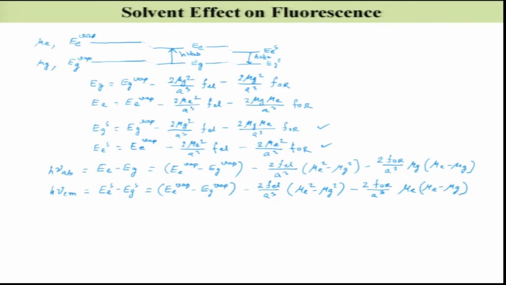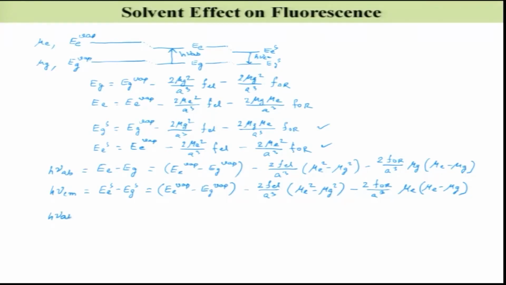Now, I can do one thing: I can just take h nu absorption minus h nu emission, and see what will happen. So, if I calculate h nu absorption minus h nu emission, then this quantity minus this quantity will be equal to E E vapor minus E G vapor.